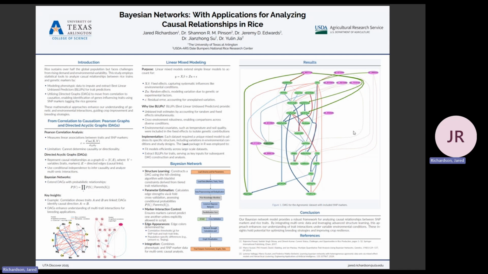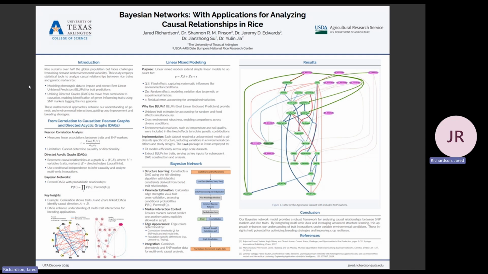Today, I'm excited to present some research previously completed titled Bayesian Networks with Applications for Analyzing Causal Relationships in Rice. This research was done in collaboration with researchers at the USDA ARS, Dale Bumpers National Rice Research Center, and I have very many thank yous to them.